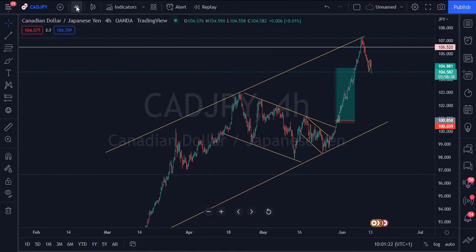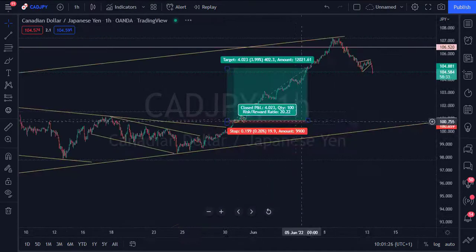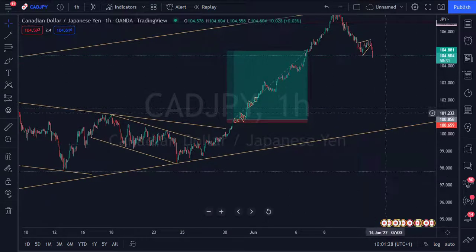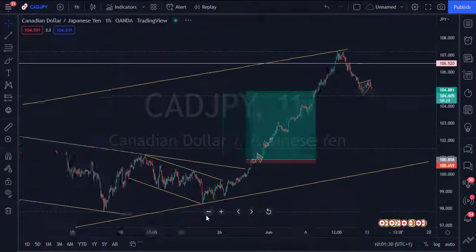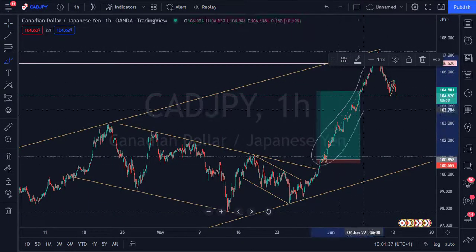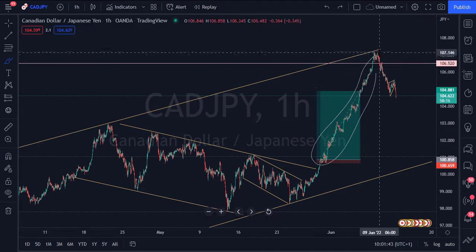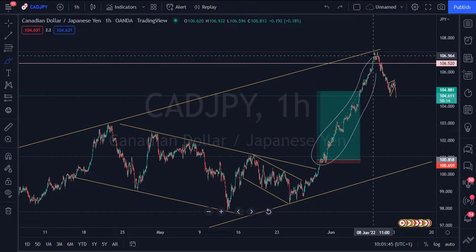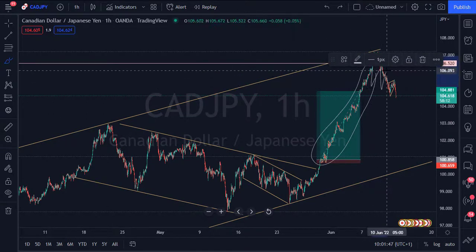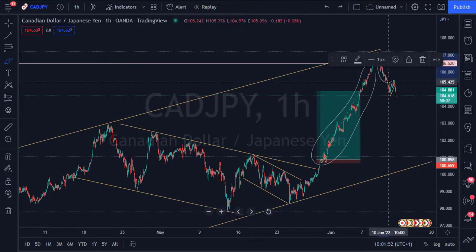So CAD JPY gives me something interesting. If I go to the 1-hour time frame, I can see that the market is already giving a sell signal here. There was this whole impulse from here all the way up, and then after that impulse, what did the market do? Instead of giving us a correction to go upwards, the market decided to give us another impulse down here.